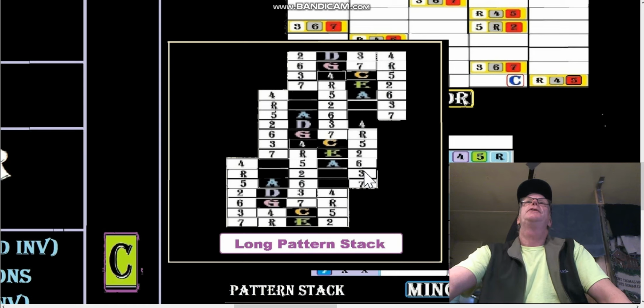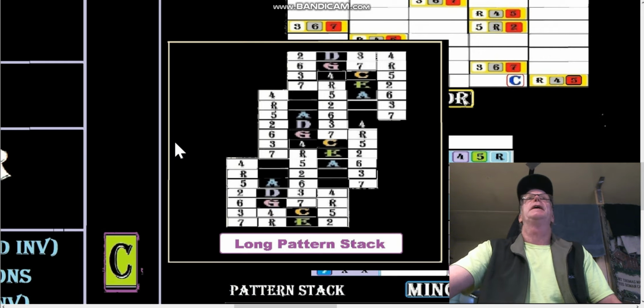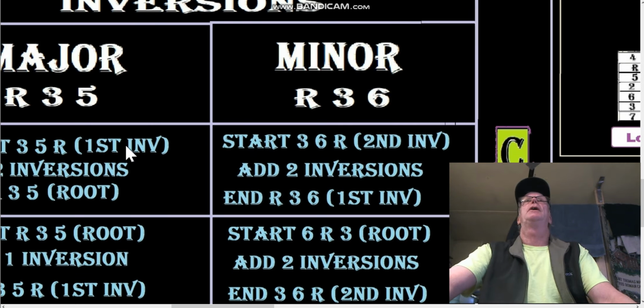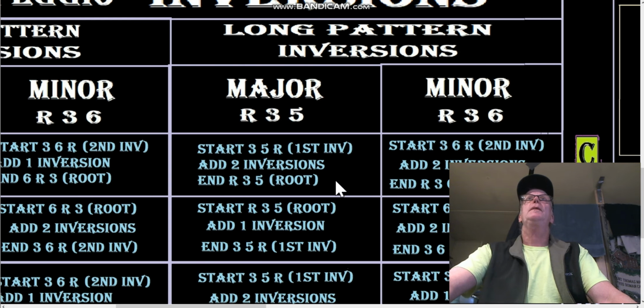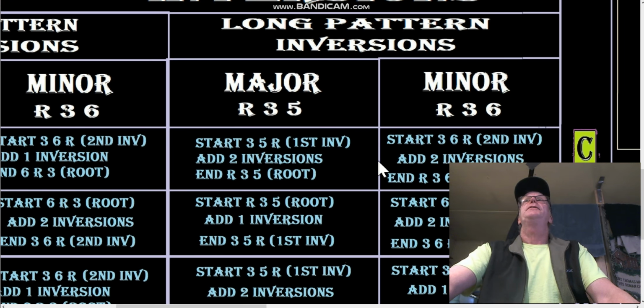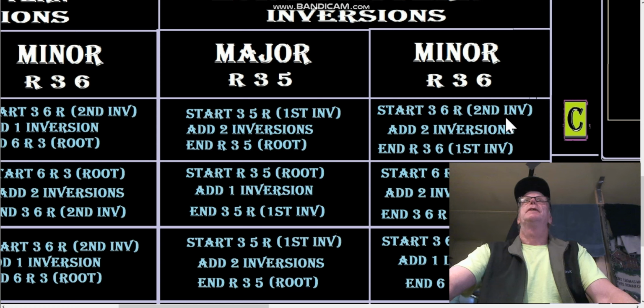So we're going to add 2 inversions from first inversion to root 3, 5. And if you wanted to go to this open string, it'd be easier at root 3, 5. So it's the same thing. Let's see if that checks with the chart. In the C box, this is the C box here. I put the labels on the other side too. Start in 3, 5 root, add 2 inversions, and end in root 3, 5.